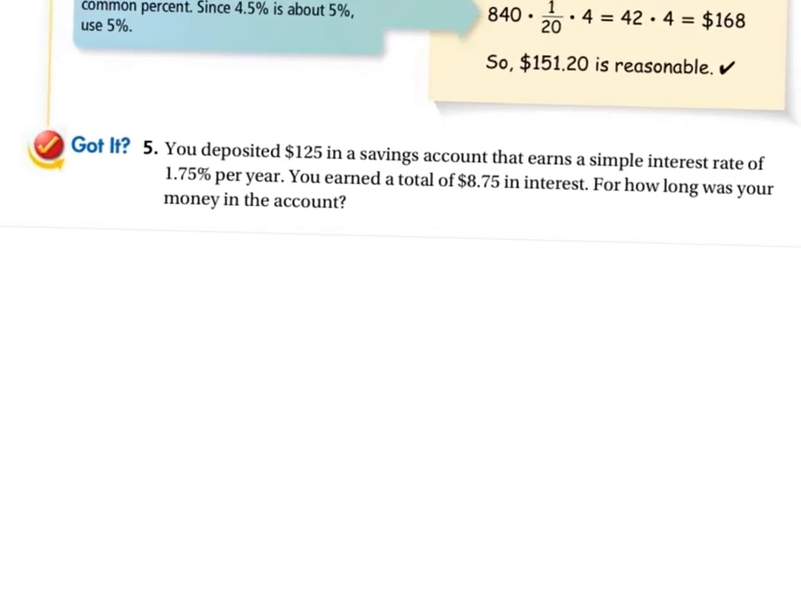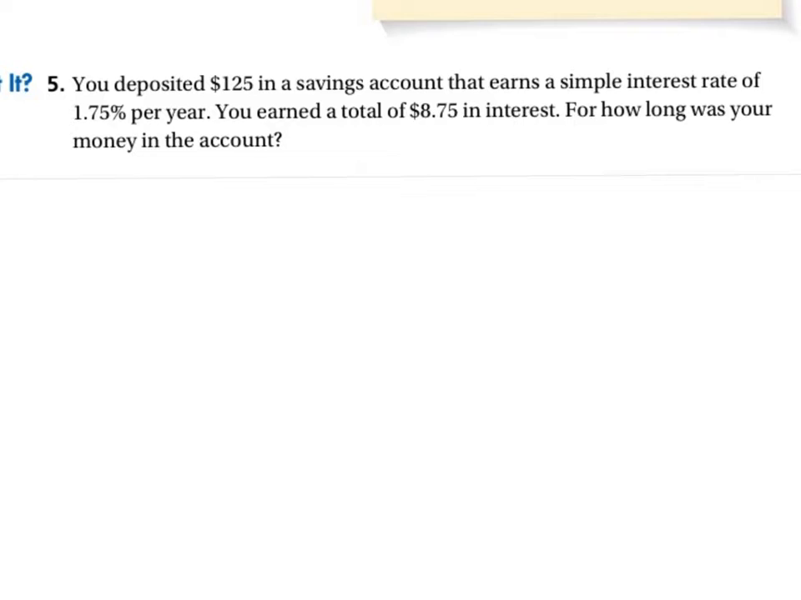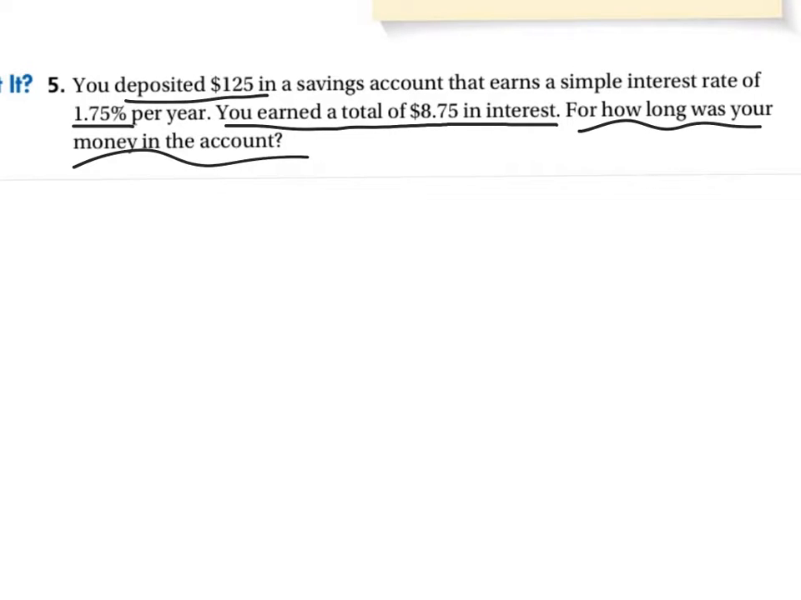So if we look at the got it 5, you deposited $125. Simple interest rate of 1.75%. You earned a total of $8.75. How long was your money in the account? So this one's a little different. We're not just finding the interest, we are finding the time this time.